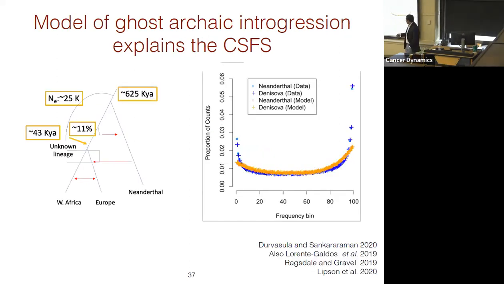On the other hand, here is a model that does a much better job of explaining the CSFS. This is a model where we have introgression into Africa after the split from Neanderthals. And this introgression is from a lineage or a population that split off prior to the Neanderthal-modern human split. So we call this a ghost archaic introgression event. It's a ghost event because we don't have a good candidate for this population. And of course, we need parameters to be able to fit this model. Once we fit this model with appropriate parameters, we find that we're able to recapture some of the features that we see in the data.